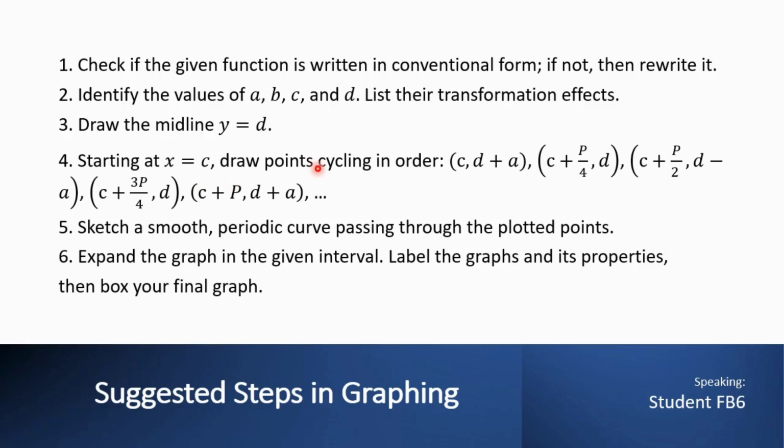Starting at x equals c, we must draw points cycling in order. These are the points you can just substitute, or use your intuition in graphing when you are graphing manually. And then across those points, you must sketch a smooth periodic curve passing through the plotted points. Lastly, you must expand the graph in the given interval in the problem, then label the graph and its properties, then box your final graph.